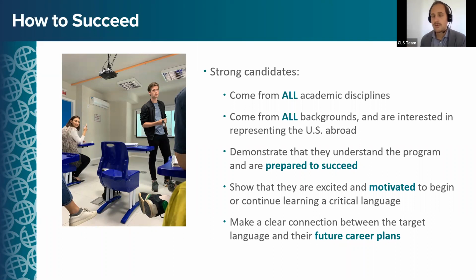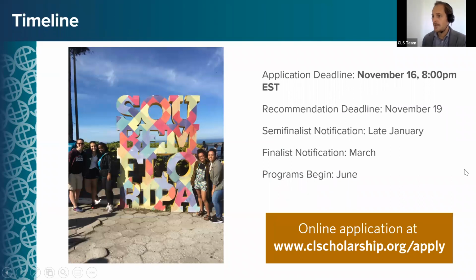So I want to talk you through the timeline for applying to CLS. Applicants for the program submit their applications by November 16th, 2021, so next month, 8 p.m. Eastern Time, 5 p.m. Pacific Time. By late January 2022, every applicant will be notified of whether or not they have advanced to the semifinalist round of evaluation.